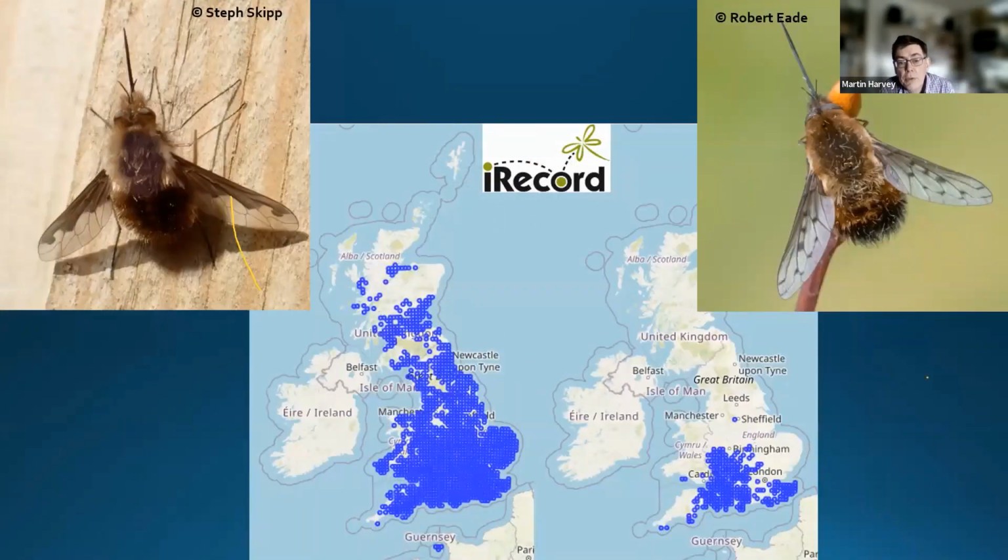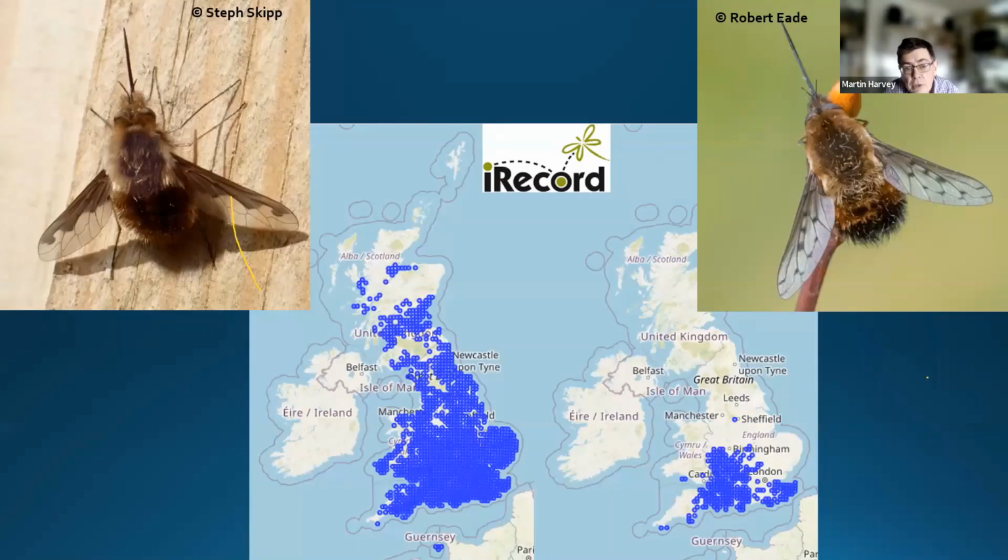And if we look at all the records that have been added to iRecord since we started Bee Fly Watch, this gives you an idea of the overall distribution. So the dark-edged bee fly really is quite widely distributed across the UK and up into Scotland. It avoids the real upland areas, and there are a few other little patches where it doesn't seem to be seen quite so often. But basically, it is really quite widely distributed in the lowlands, at least.